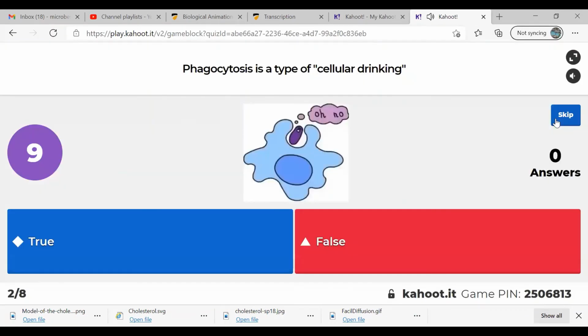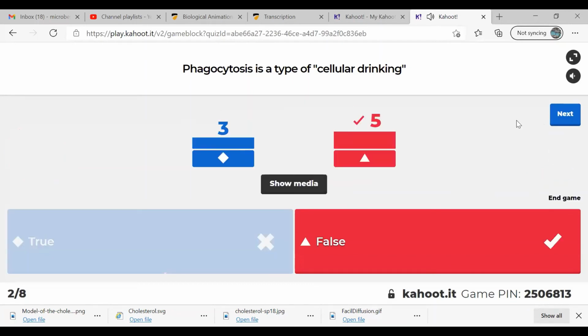Number 2, true or false? Phagocytosis is a type of cellular drinking. By the way, the true and false, you only have 10 seconds, so answer quickly. And the answer is false. Phagocytosis is cellular eating, not drinking. Pinocytosis is cellular drinking.